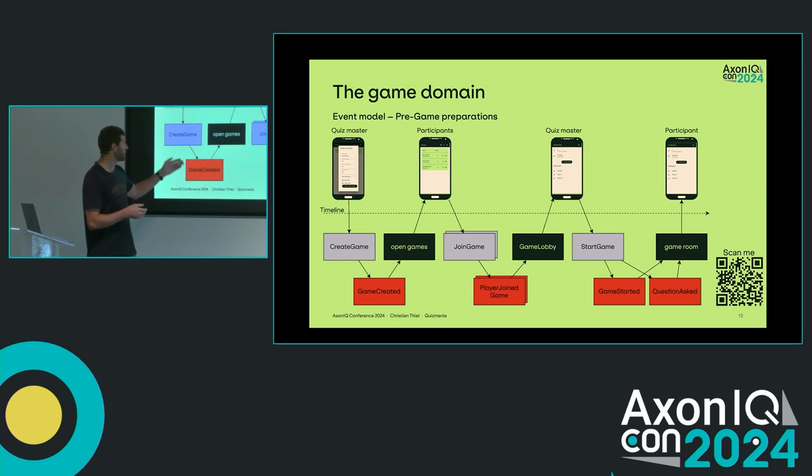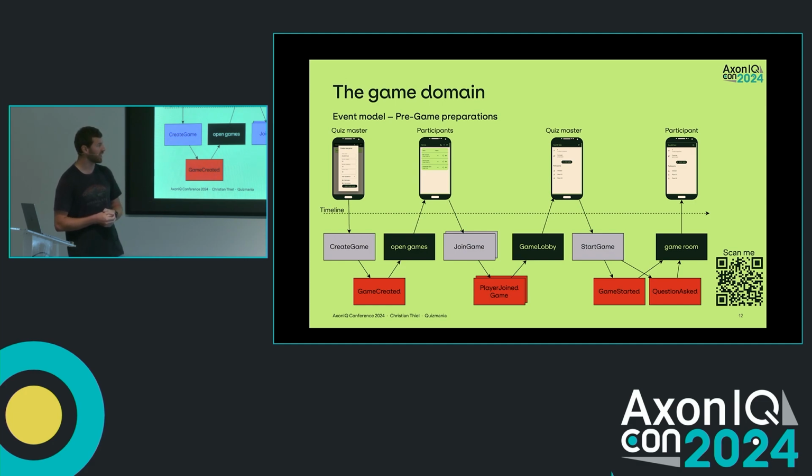I have my create game command. In this create game command, the quizmaster can configure some stuff. So what questions will be asked, what time the players have to answer the questions, how many players I have, and something like this. This all results then in a game created event. And as soon as I have this, I have this quiz game in a list of my open games. So all participants can then see this quiz and can also join the game.